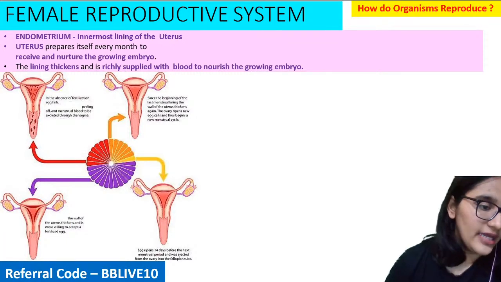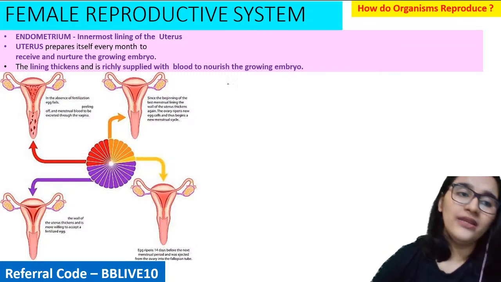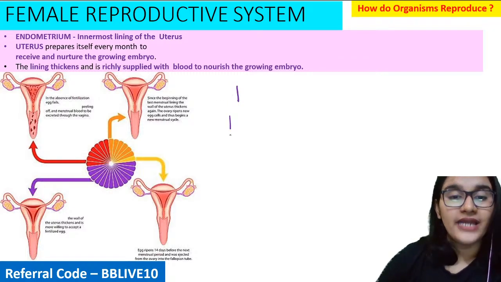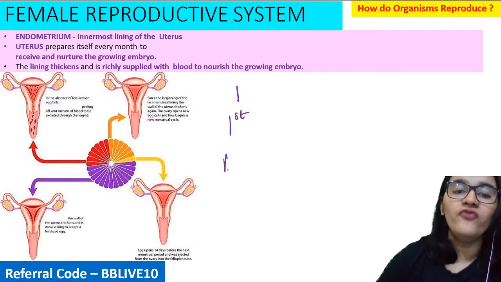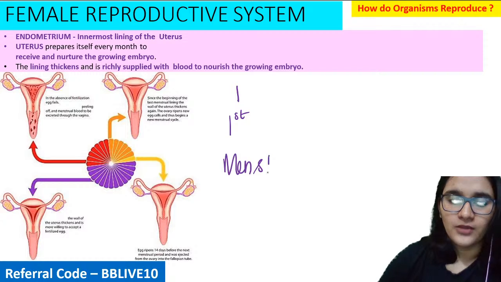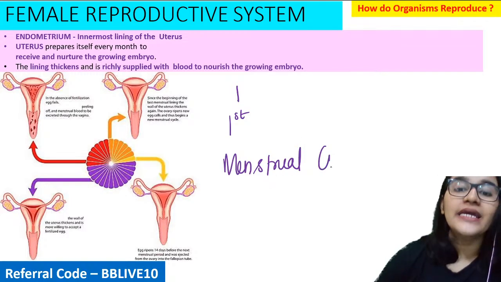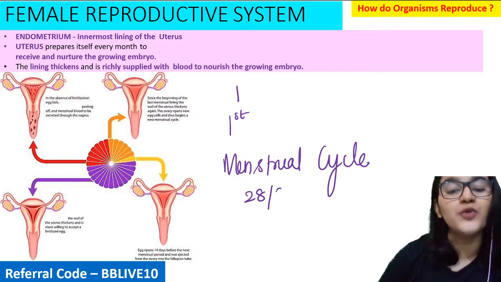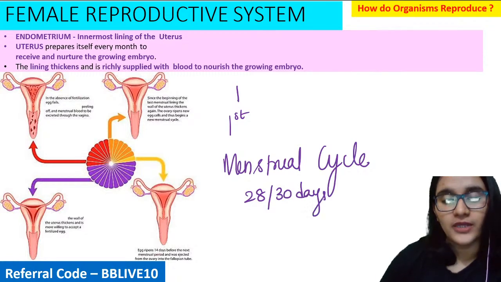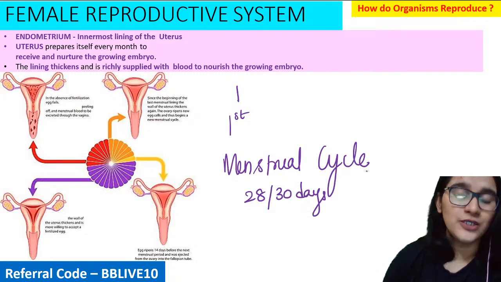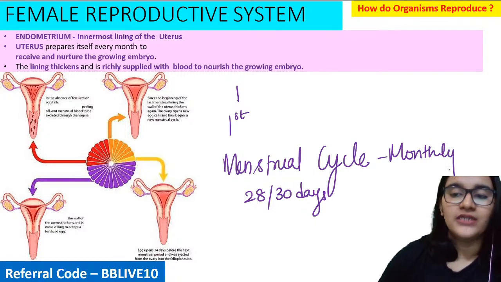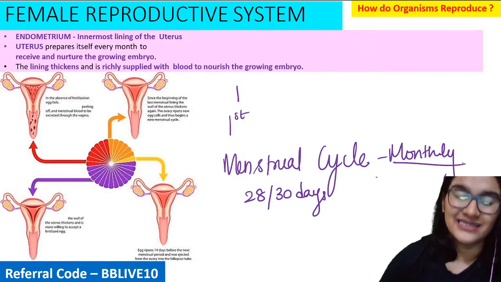Understood, everybody? So when the girl starts bleeding, the very first day when she starts to bleed is considered as the first day of the menstrual cycle. This menstruation is a cycle and it gets repeated after every 28 to 30 days. So I can see that this menstrual cycle is a monthly cycle. What is this? This is a monthly cycle.